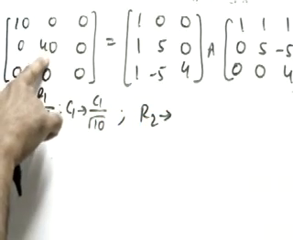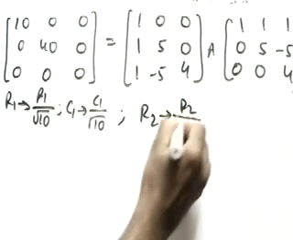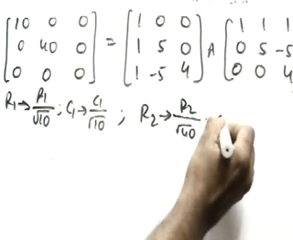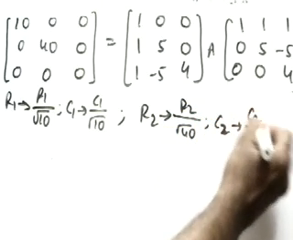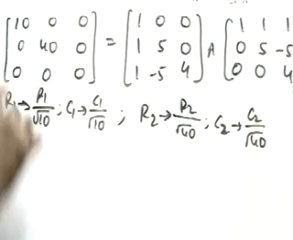In the same way, R2: now this we have to change to 40, 40 to 1. So divide by root 40. R2 by root 40, and similarly C2 implies C2 by root 40. So this is the method.